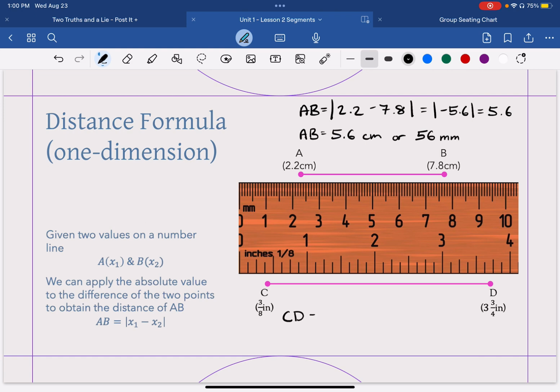CD seems a little harder. Now remember, I'm not putting a line over because we're finding the measurement. We're applying a value to these. Remember what we learned in 2.1. All right, so now we're going to take 3 over 8 minus 3 and 3/4. We're going to take the absolute value of that now.